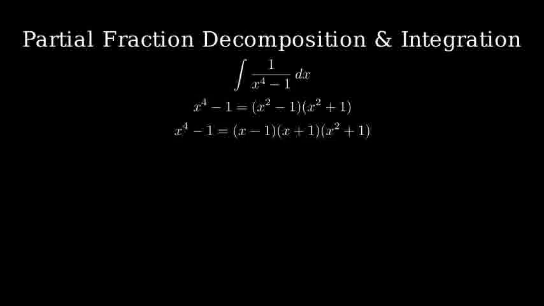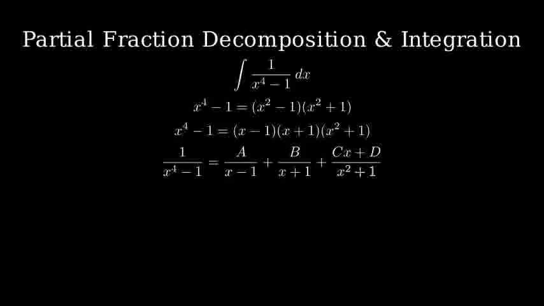Now that we have completely factored our denominator, we can express the original fraction as the sum of partial fractions. We'll decompose it into A over x minus 1 plus B over x plus 1 plus Cx plus D over x squared plus 1. All these will add up to give us 1 over our original denominator.